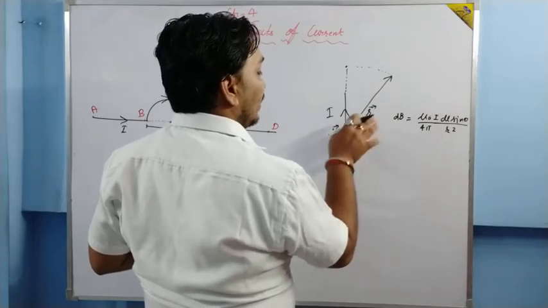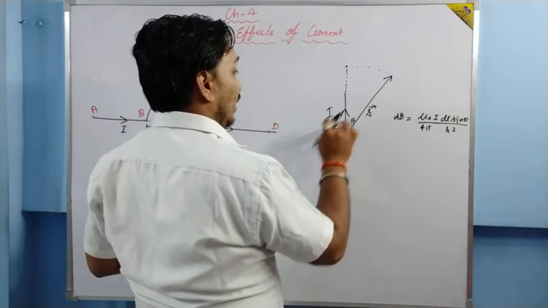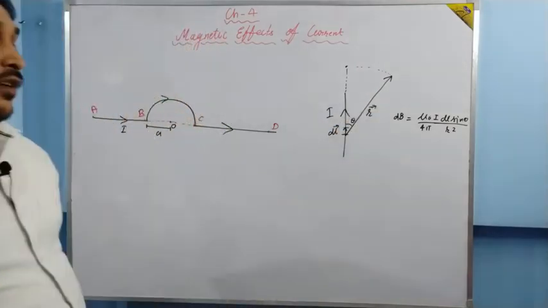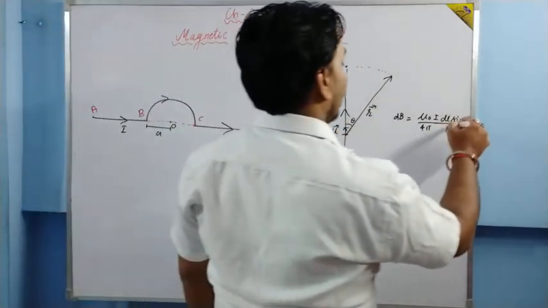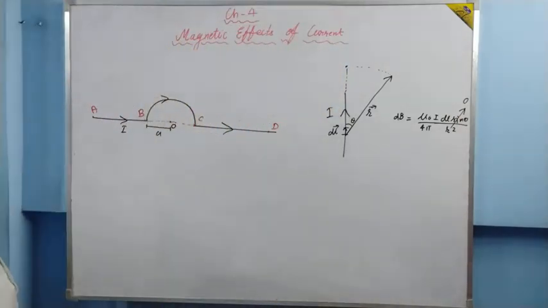When dl and r are in the same direction, because of this point, r comes over here, so dl and r are in the same direction, theta will become 0, and because theta becomes 0, sin theta becomes 0, because of that dB becomes 0, and because of that the integration of dB is also 0.